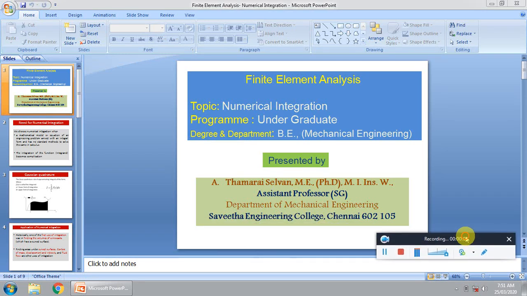Hi students, today in this session we will see the fundamentals, the applications and the need for numerical integration, which is in your finite element analysis 5th unit along with the isoparametric elements. So in this session we are going to see about the Gaussian quadrature, the need for the integration, the Gaussian points and weights, and how we can arrive at the integral value using numerical integration.